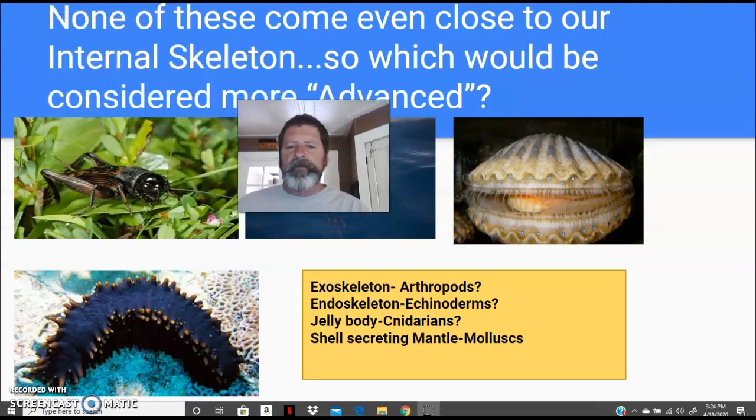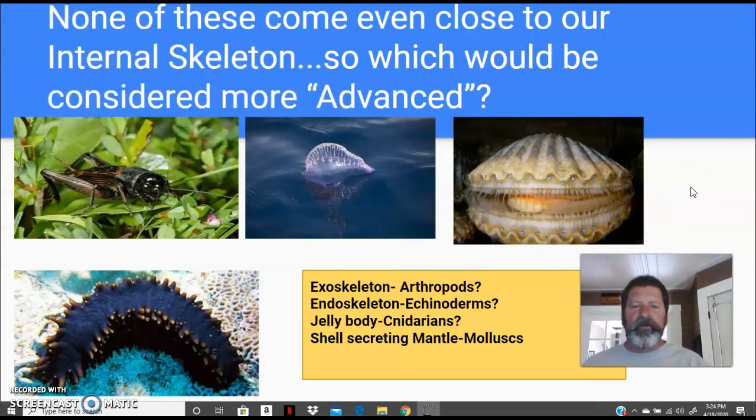Okay, so what would you consider to be more advanced? Just thinking about it, having an exoskeleton like the arthropods, endoskeleton like the echinoderms, a jelly body like the cnidarians, or a shell-secreting mantle like the mollusks.